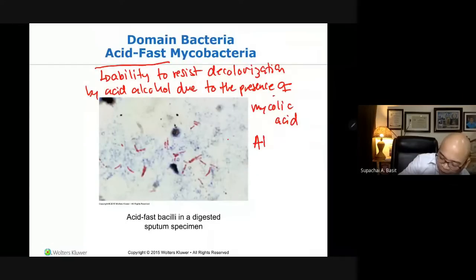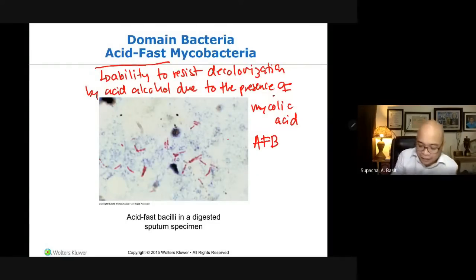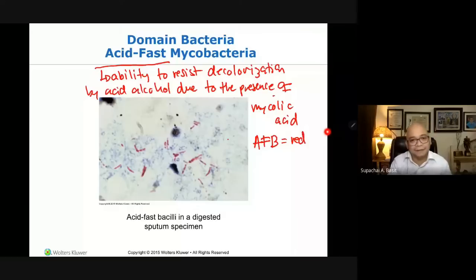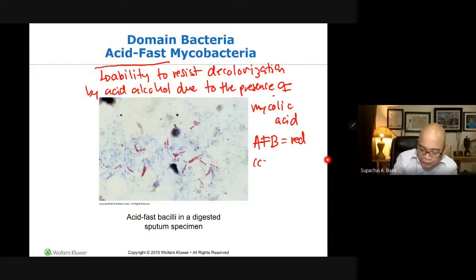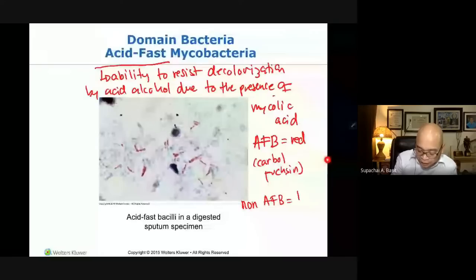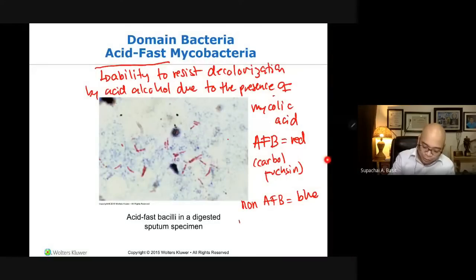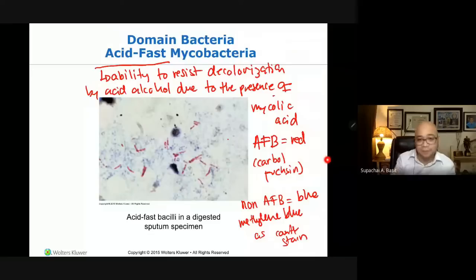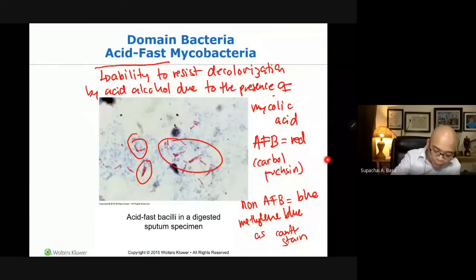So acid-fast bacilli are actually red because of the carbolfuchsin. Non-acid-fast bacilli are actually blue because of the methylene blue as counterstain. As you can see here, these are examples of acid-fast bacilli.